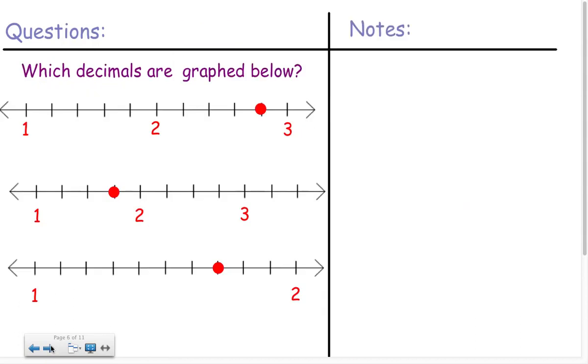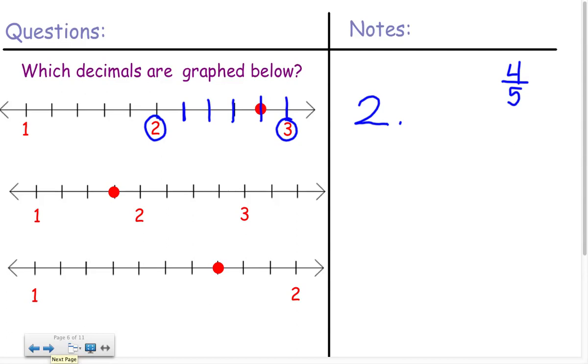All right, which decimals are graphed below? Well, first of all, our dot is located between 2 and 3. So that means it's going to be 2 point something. We're not quite at 3 yet, so it's not 3. It's in between 2 and 3, so it's 2 point something. Then I'm going to count how many lines I have. 1, don't count the 2, so 1, 2, 3, 4, 5.